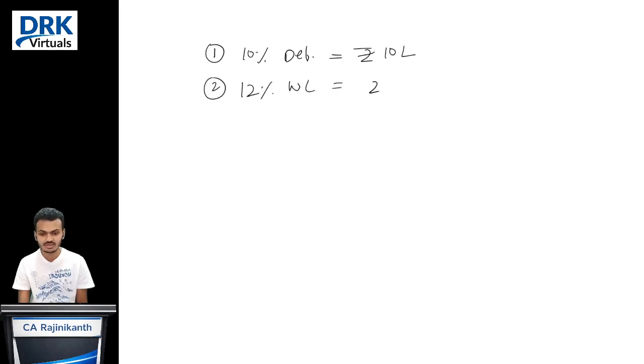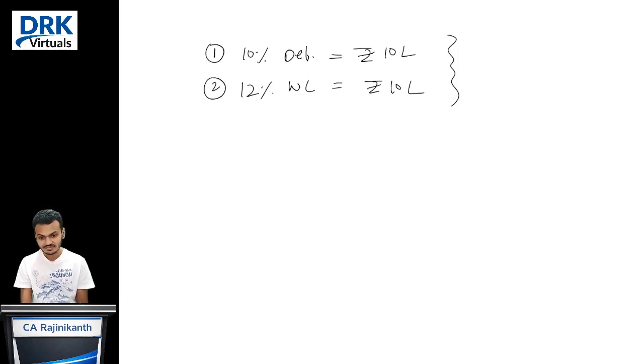Assume we are having two loans. They are general borrowings. 10% debentures, rupees 10 lakh, and one more 12% working capital loan, that is 10 lakhs. Okay. This is our general borrowings. We don't have any specific borrowings. For the time being, assume we don't have any specific borrowings. So how to calculate the borrowing cost to be capitalized?